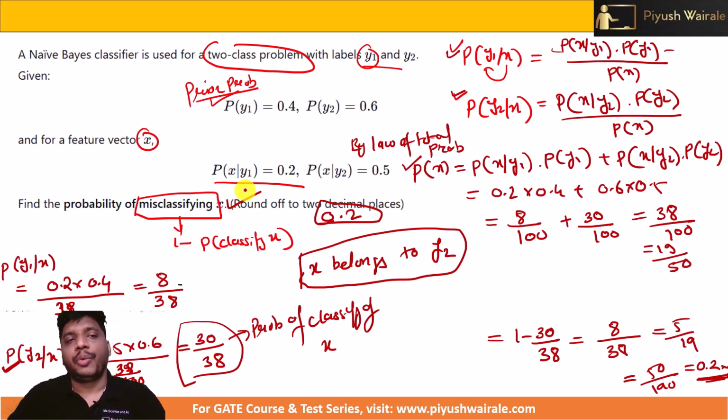If a feature vector is given to us, and we are dealing with a classification problem, what we need to do for the given features is find out the probability of y1, class 1, given that feature, and the probability of class 2 given that feature. Whichever probability is maximum out of these two, the feature X will belong to that particular label. Okay, I hope you understand the concept of the Naive Bayes classifier here.